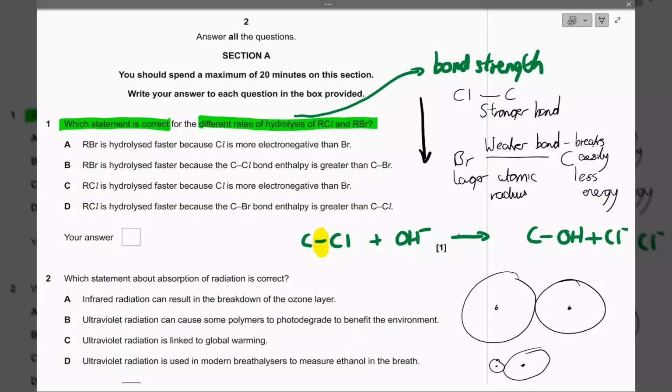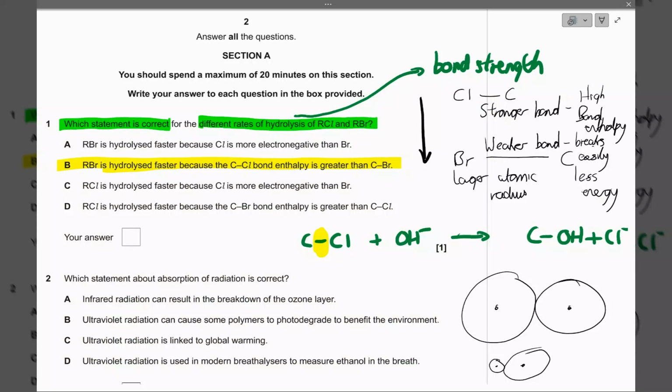So if we look through this, we say, where is it going to say hydrolyze faster? We've got faster here on all of them. So if we look at faster like this, the C-Cl bond enthalpy is greater than the C-Br. Okay, now bond enthalpies, right, are due to the fact you have a stronger bond. Another term for a stronger bond is a high bond enthalpy. If it's a high bond enthalpy, that means definitely your answer is B.